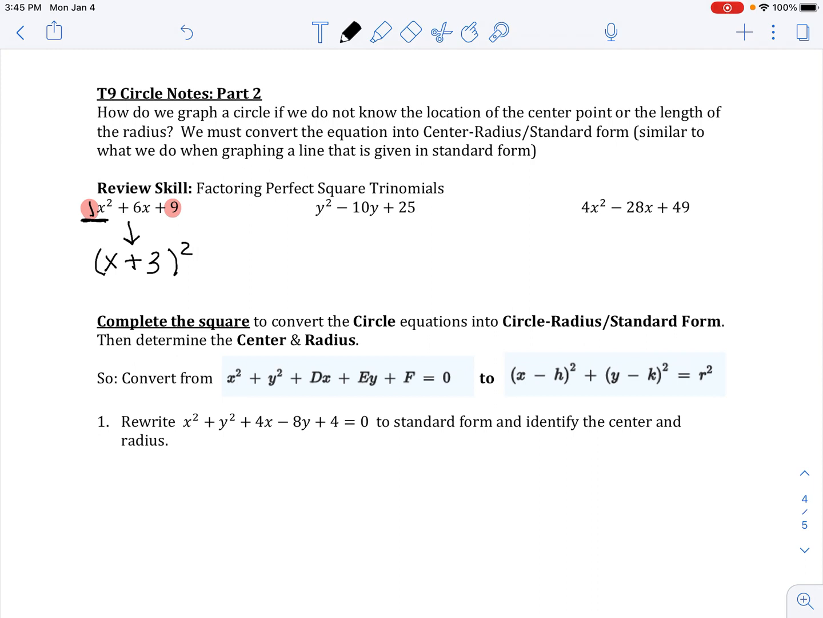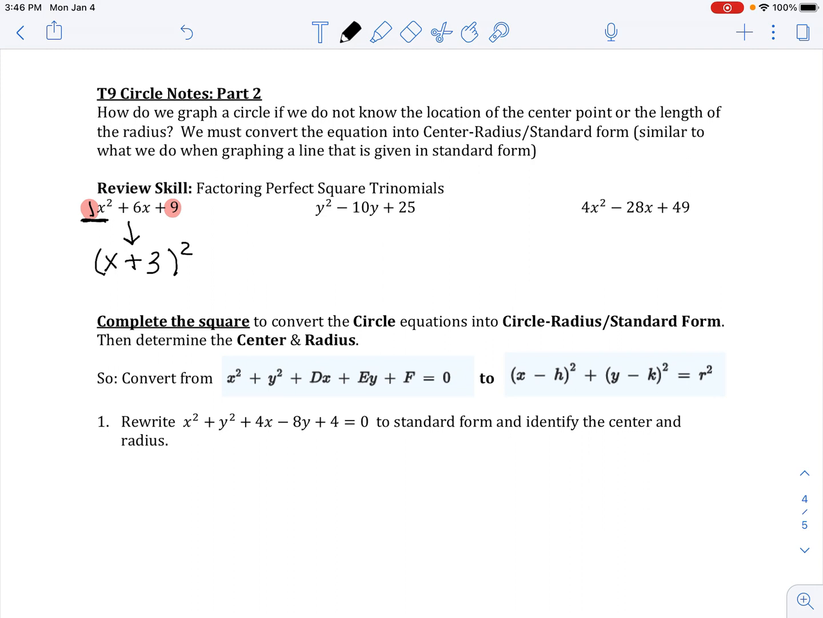I know that you could use guess and check or split the middle and end up with x plus 3 times x plus 3. But perfect square trinomials will always factor into the same factor twice. And so we want to write that in proper notation as the square of that one binomial.